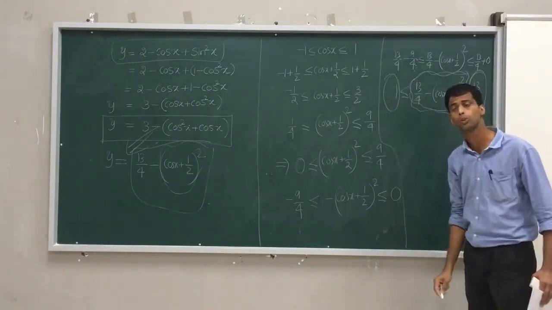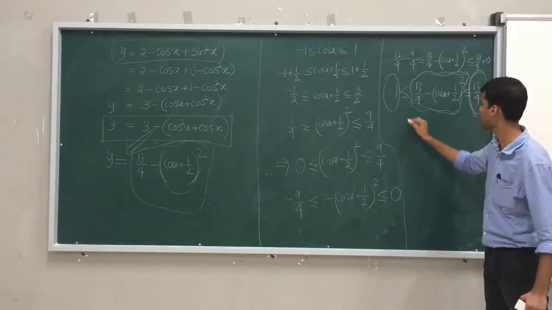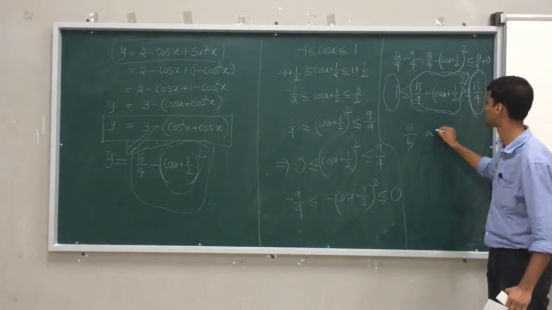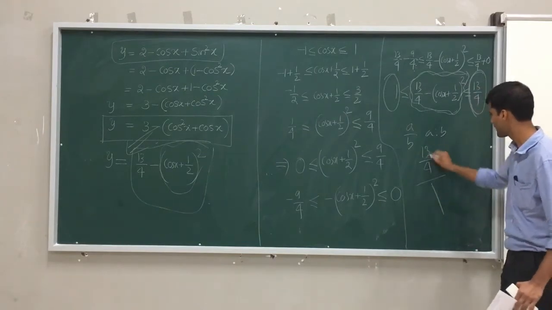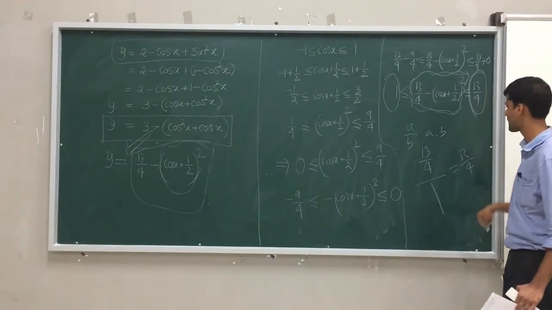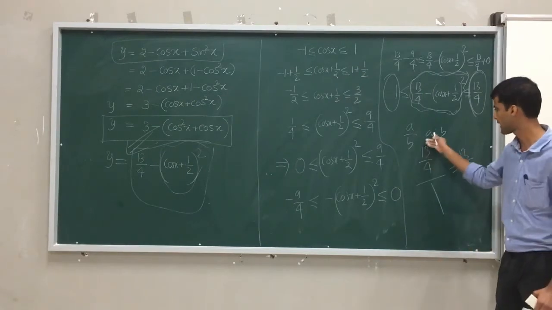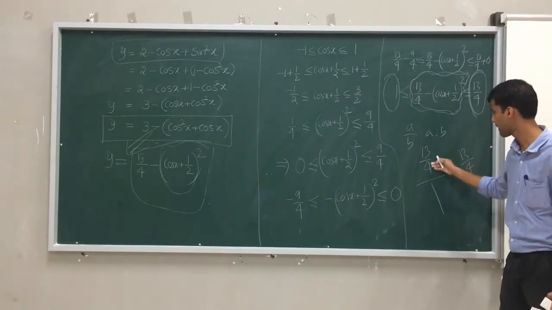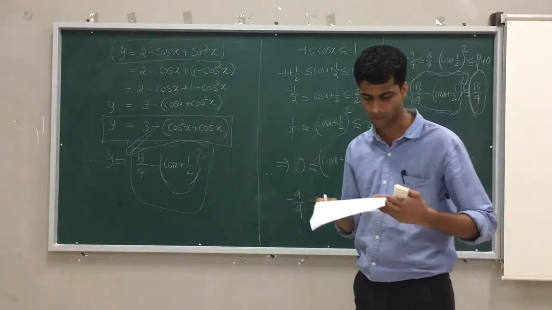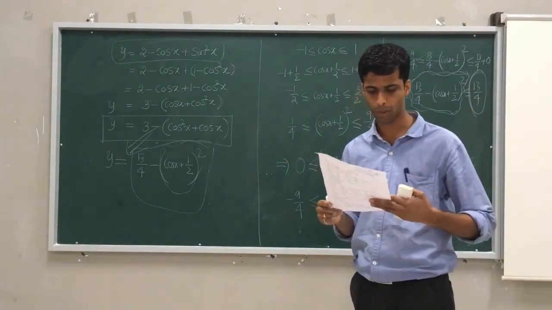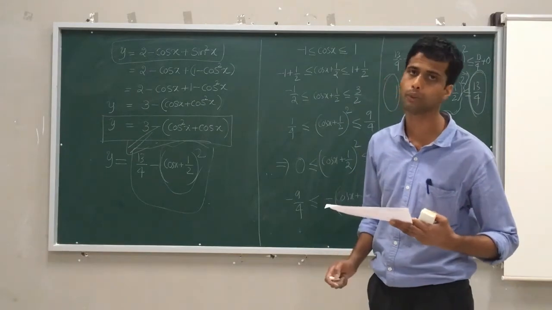They want the ratio of greatest value to least value. Ratio means what? A by B, or A is to B. Therefore, here the greatest value is 13 by 4 and the least value is 1. So the greatest value to least value is 13 by 4 divided by 1. So the final answer is 13 by 4 only. Therefore, the ratio of greatest value to least value of that question is 13 by 4.